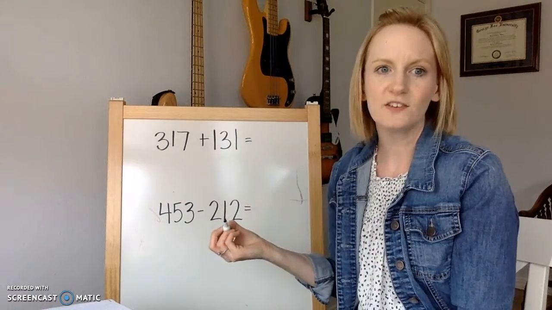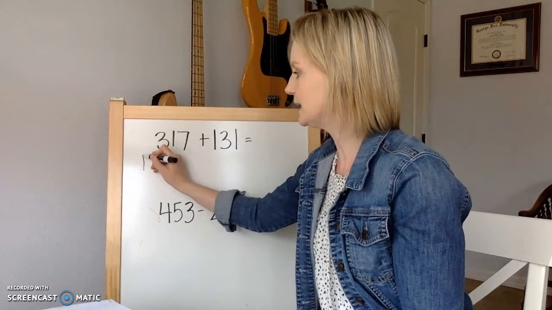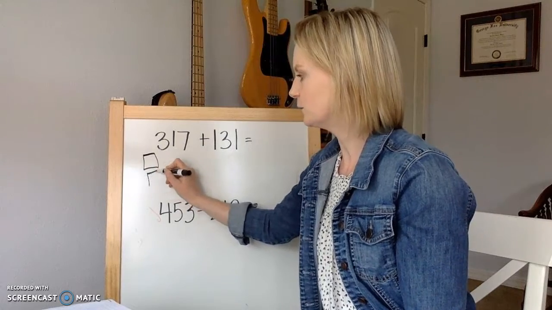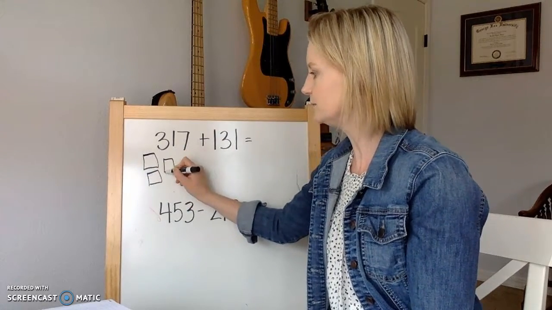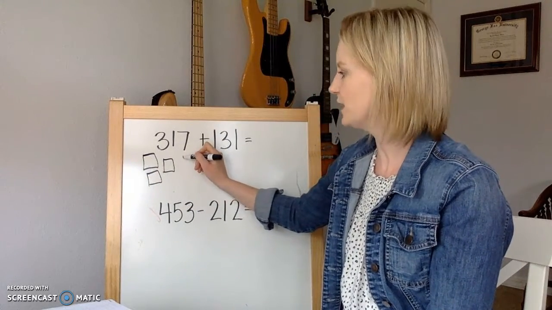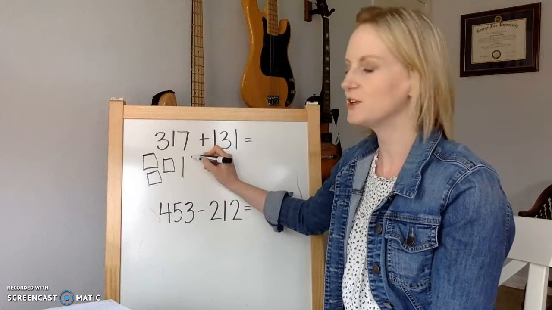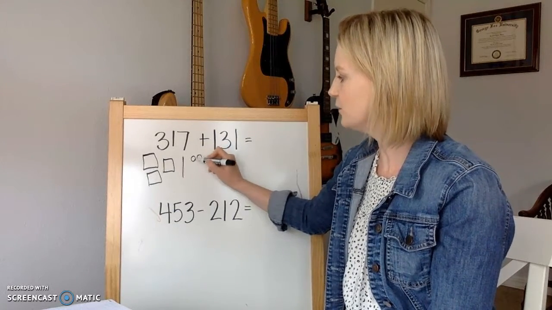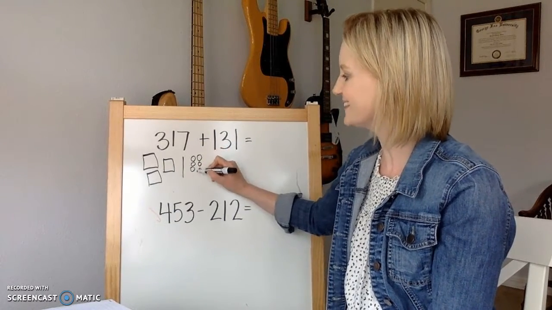Now, for my quick 10 strategy, I'm going to draw out 3 hundreds grids, so it would look like this. How many tens? Yep, just one. A quick 10 is just a line. And then I'm going to draw 7 ones. Help me out. 1, 2, 3, 4, 5, 6, 7.